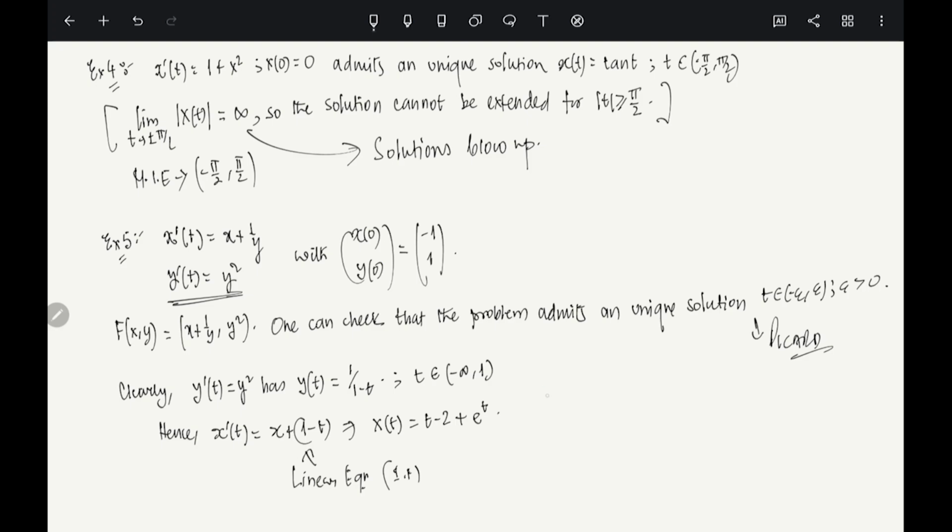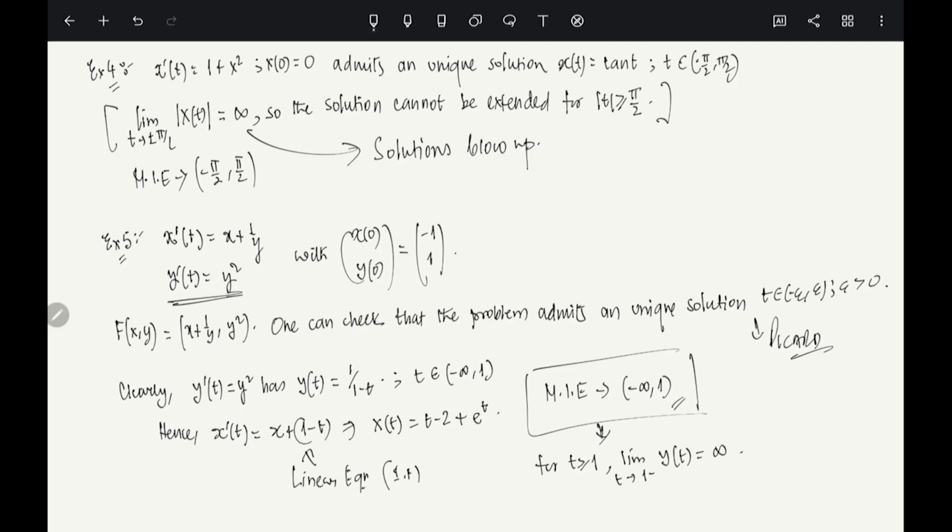So what is the maximum interval of existence in this case? It is given by minus infinity to 1. Why? Because for t greater than or equal to 1, the limit as t tends to 1 from below of y of t blows up, right? Clear? So this is the maximum interval of existence.